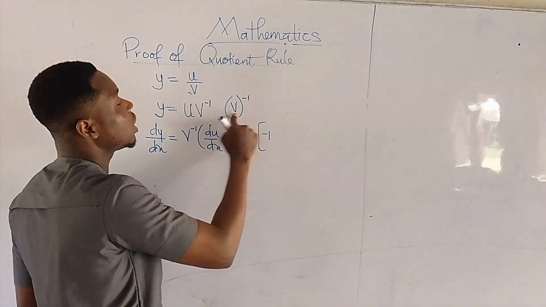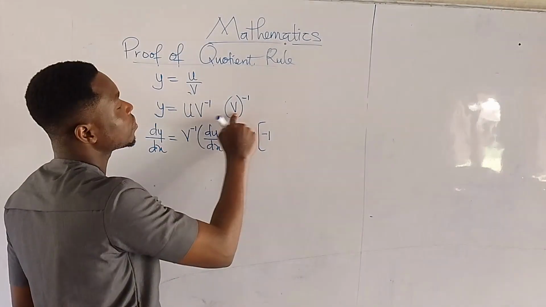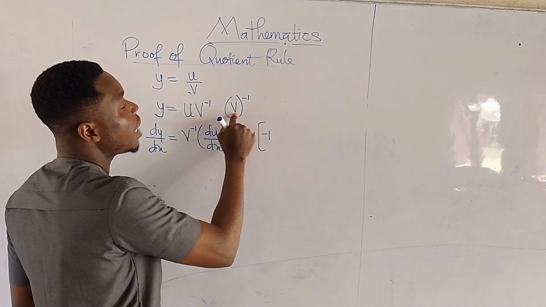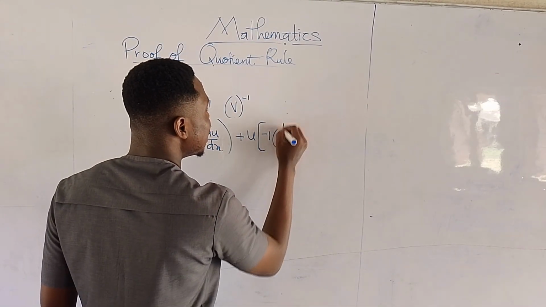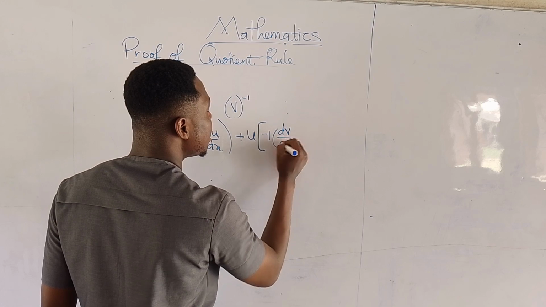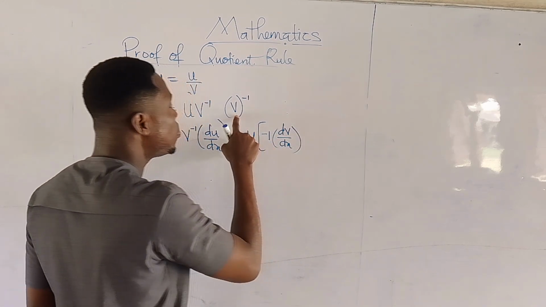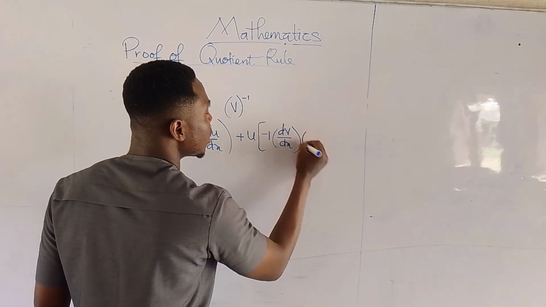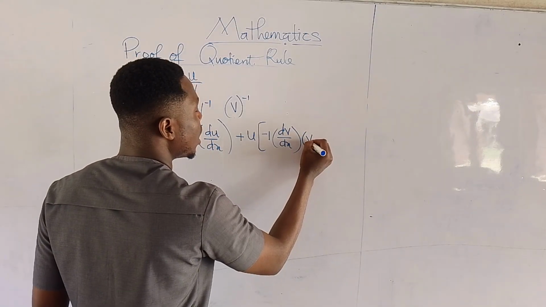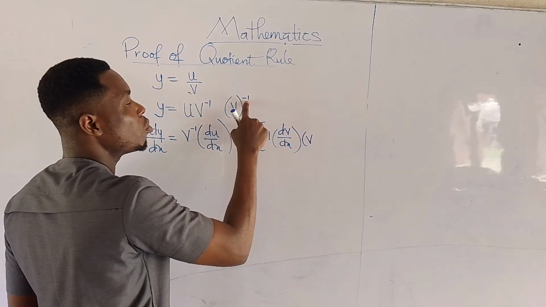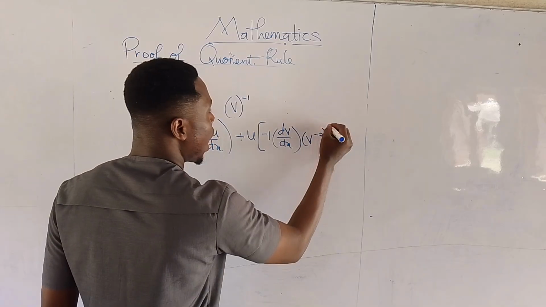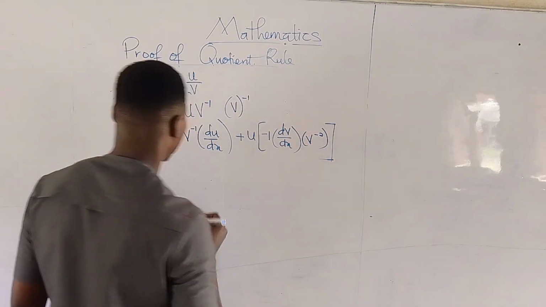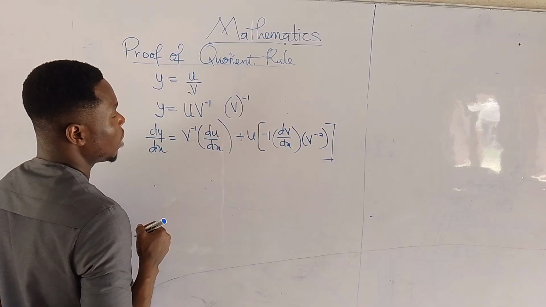What do we have in the bracket? We have v. So when we differentiate v, we'll get what? dv over dx. Then we repeat the bracket v. Then we subtract 1 from negative 1. When we do that, we'll have negative 2. I hope we are following. Good.